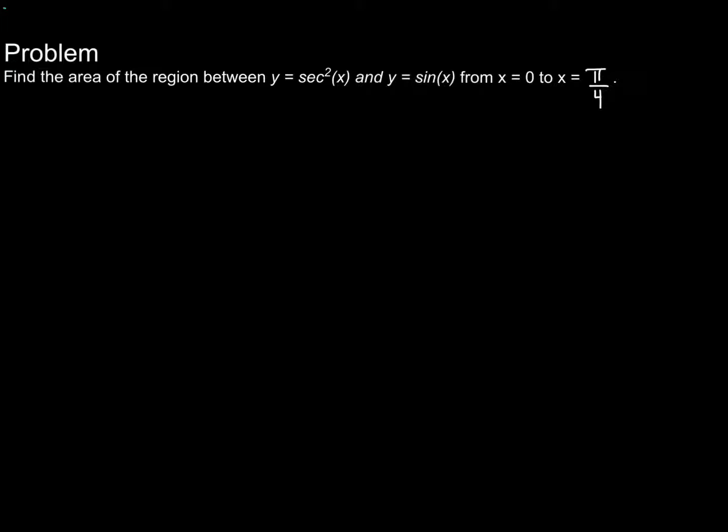So you want to find the area of the region between secant squared of x and sine of x from x equals 0 to pi over 4. Go ahead and execute the process, find the answer on your own, and then we'll take a look at the solution together.